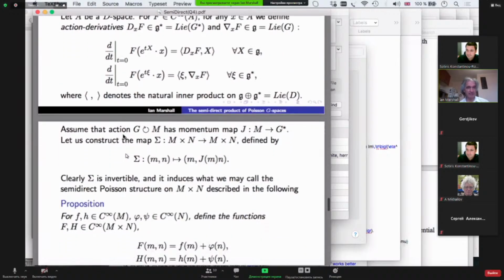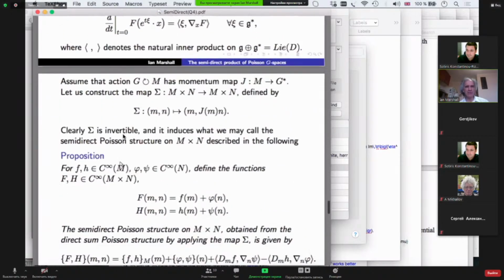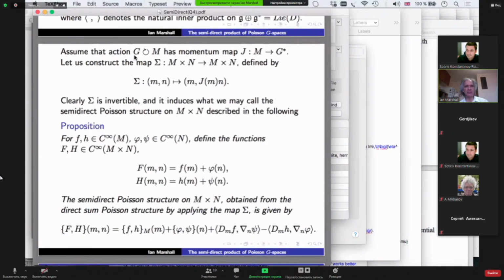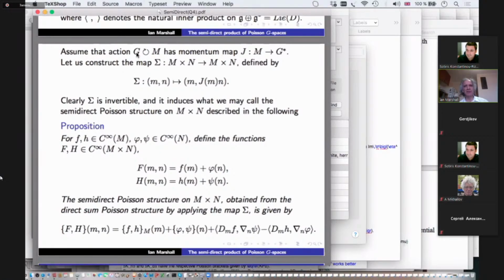So now what I want to say is I want to assume that this action has a momentum map. So this action of G, we've already noticed this Poisson action. Let's suppose that it has a momentum map. I've told you what the definition of a momentum map is, and one thing that we can all retain is that this is a map from M to G star. It had a technical characterization, but it was a map from M to G star.